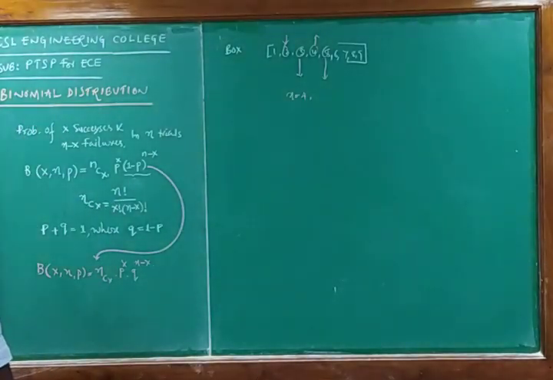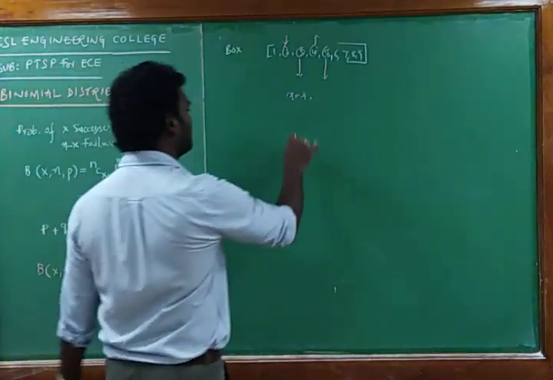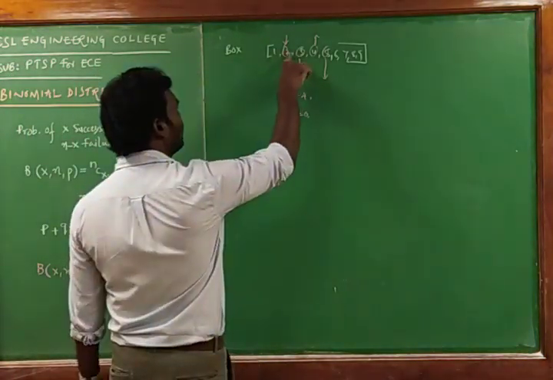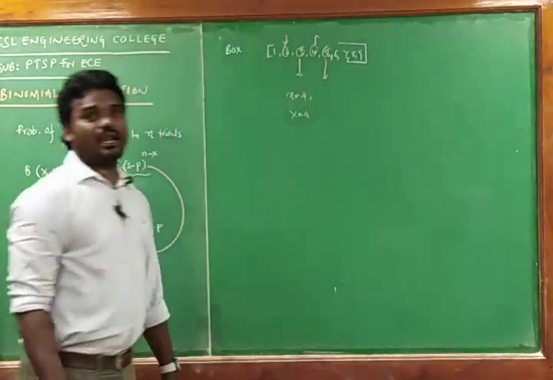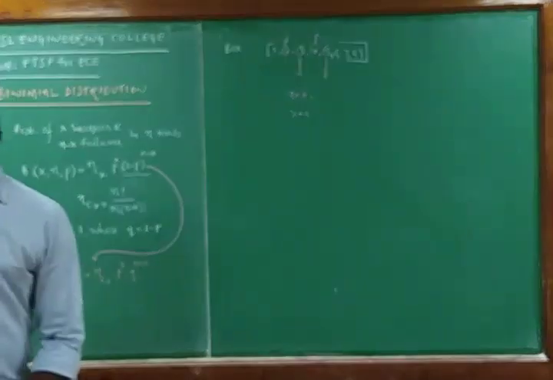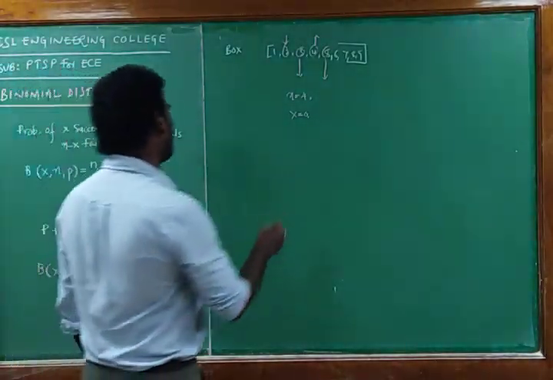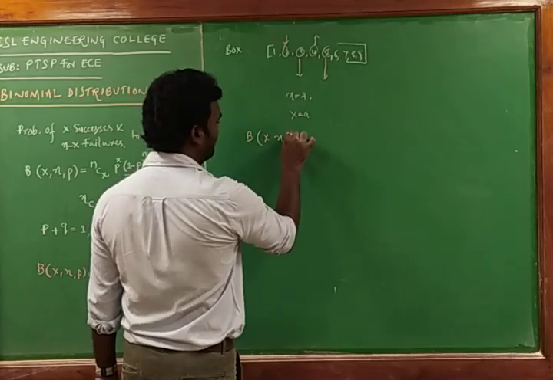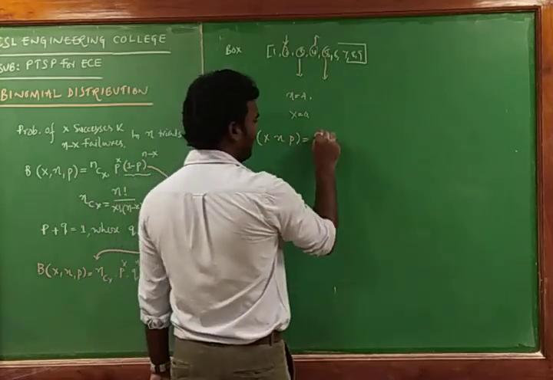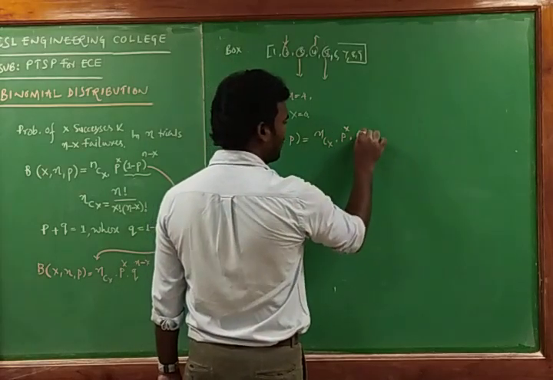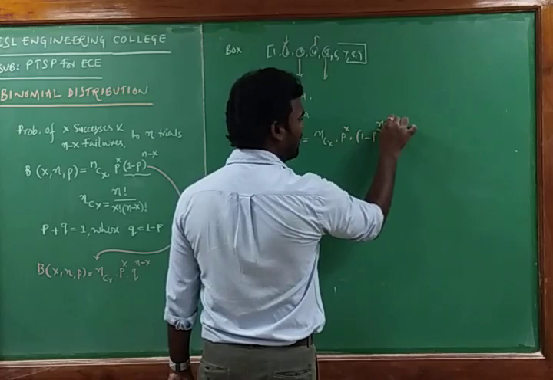And the question is, what is the probability that none is 1? None is 1 means no one is 1 here, and none is 1 means here x is equal to 0. So we have to go with the formula, that is b of x, n, p is equal to nCx into p to the power of x into (1 minus p) to the power of n minus x.